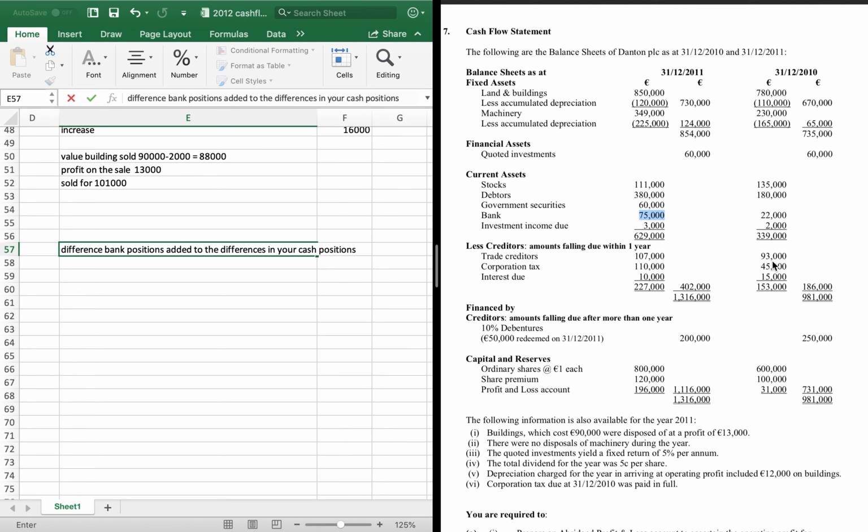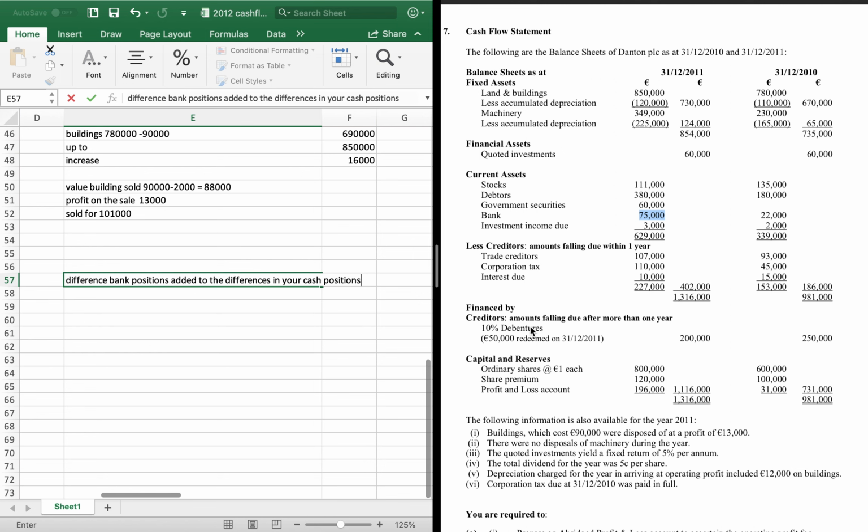A bank overdraft is just a minus bank. So if you had a bank overdraft of minus 10 here, and you had nothing over here, and then you had bank of 10 here, that in effect is an increase in cash of 20,000. So it's gone from minus 10 to 0 to plus 10. Just be aware of that if you are trying to work out your answer. But your cash position is basically the difference between your bank added to the difference in your cash.